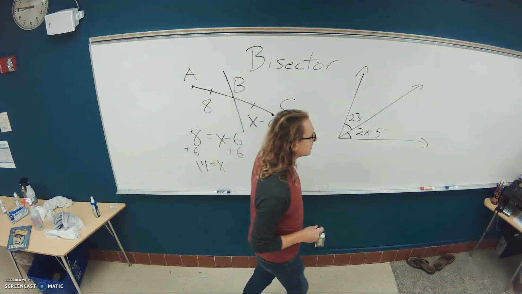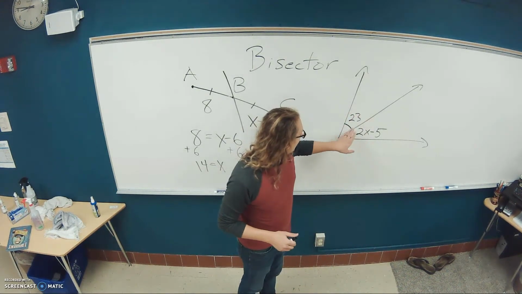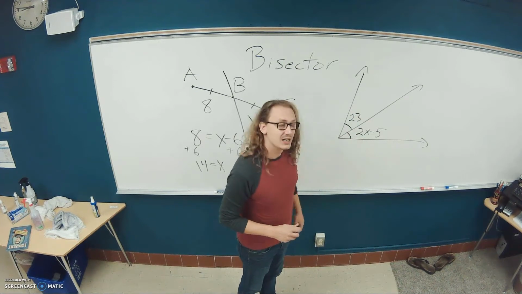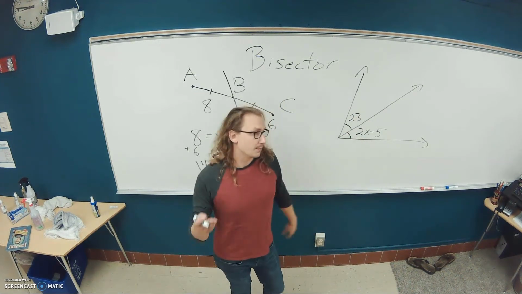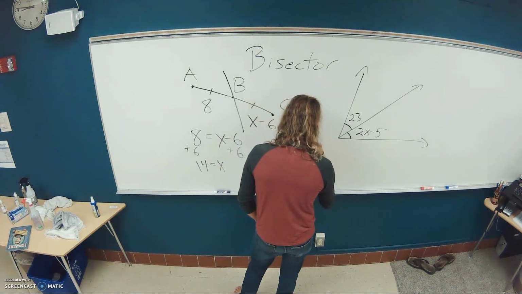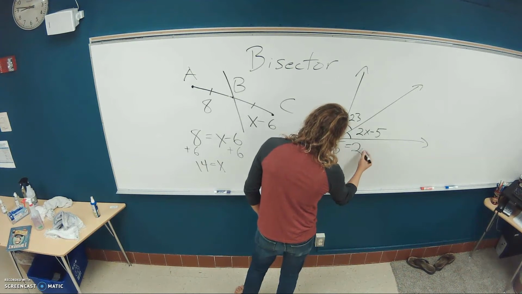You can't see this real great. At least I can't from 10 feet away from my computer. 23 is our first angle, and 2x minus 5 is our second angle. Okay? We set those two equal to each other because they're equal. They're the same. They're congruent. So 2x minus 5 equals 23.